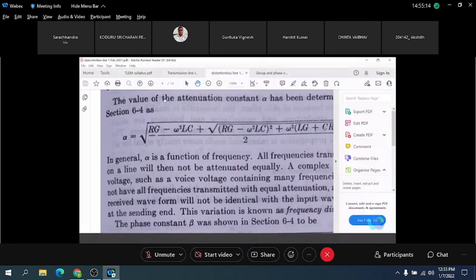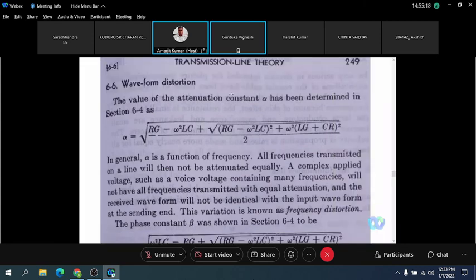Sir, this is from which book, sir? I will share the book, no problem. This is from Networks, Lines and Fields by John D. Ryder. Okay, sir, any other question you can ask me?